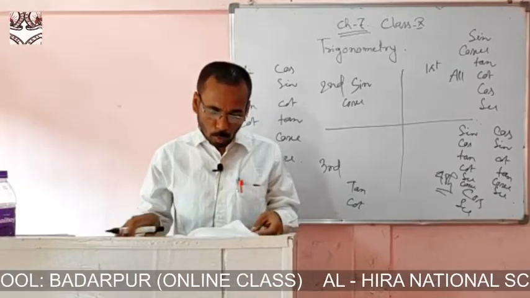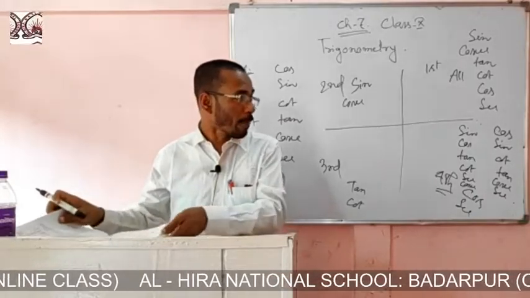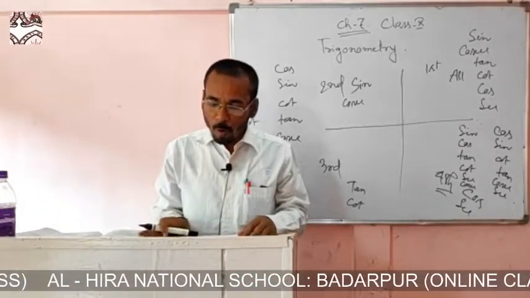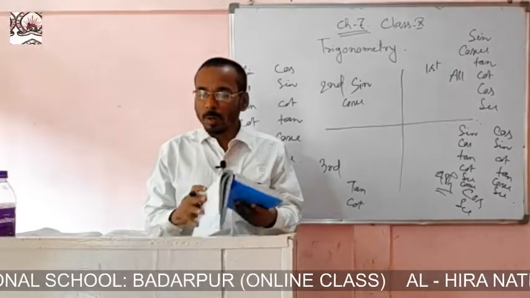Now we will discuss unit 7.2, trigonometric ratios of compound angles. This is your page number 265. Trigonometric ratios of compound angles.